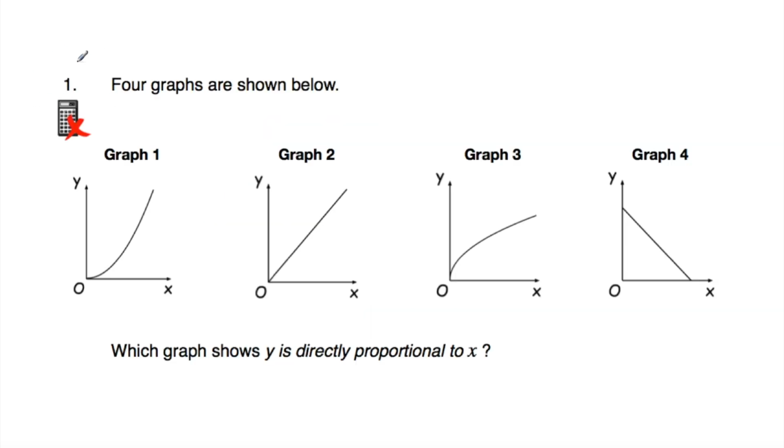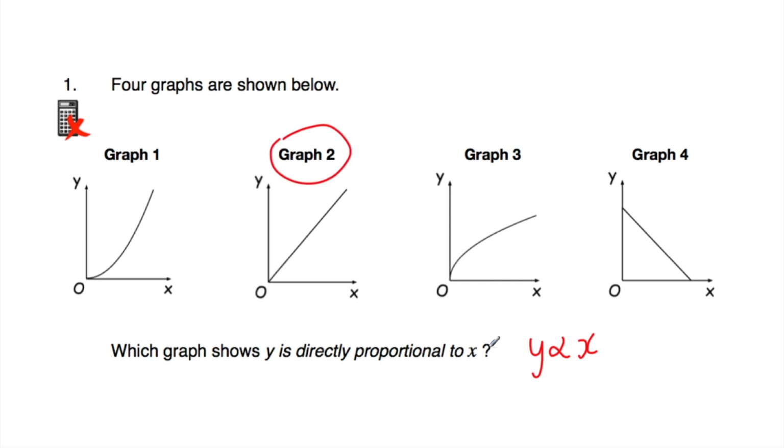Okay, let's have a look at our first question, question number 1. Question number 1 says 4 graphs are shown below, so we've got graph 1, graph 2, graph 3 and graph 4, and we've been asked which graph shows y is directly proportional to x. So we're looking for y is directly proportional to x. The graph for y is directly proportional to x will be a straight line graph, and it starts at the origin and it goes up like so. So that'll be graph 2.